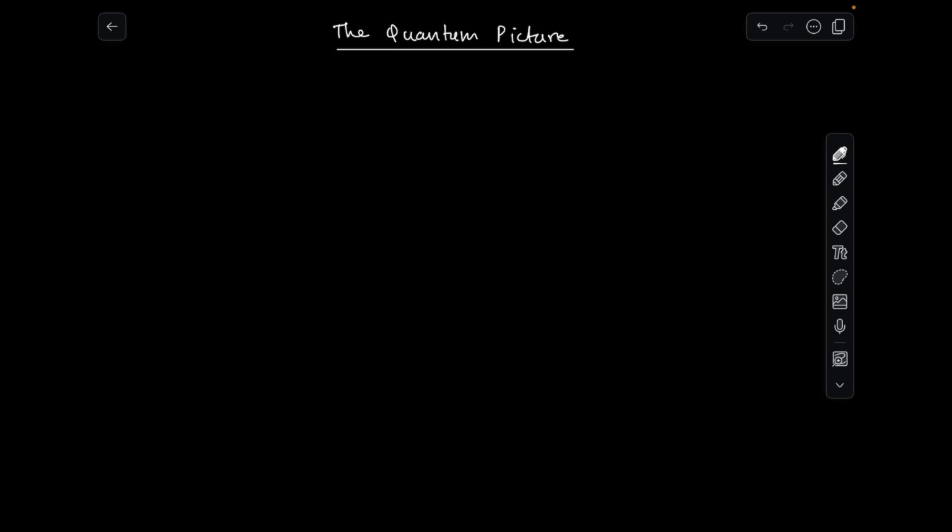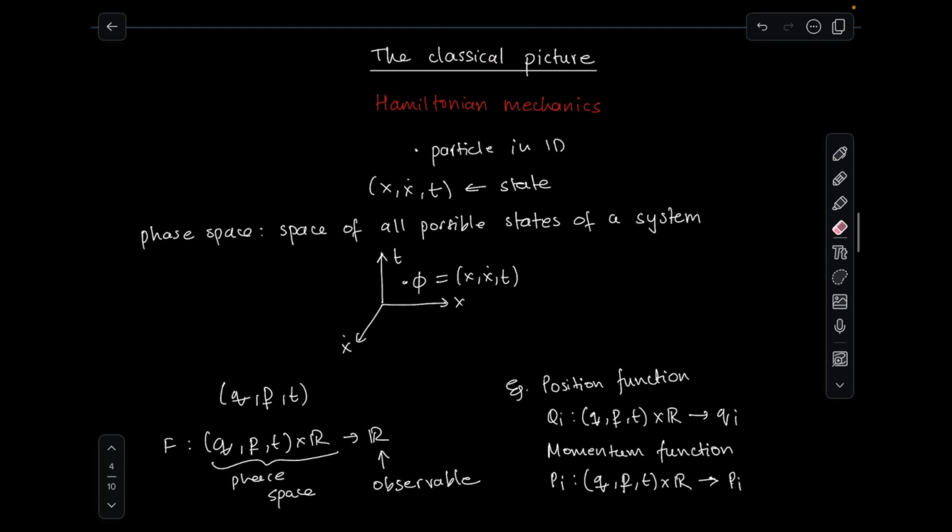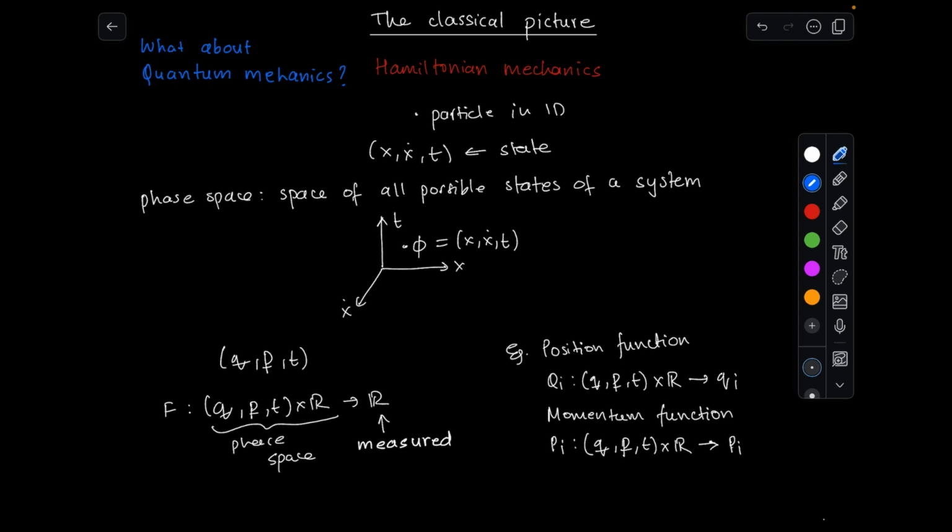Hopefully we've now built an intuitive understanding of what generators mean in classical mechanics. Now it's time to have a look at the quantum picture. If I scroll back to the classical picture, let's relate this terminology to quantum mechanics. A state in the classical picture was an element of the phase space, but in quantum mechanics, a state is an element of the Hilbert space.